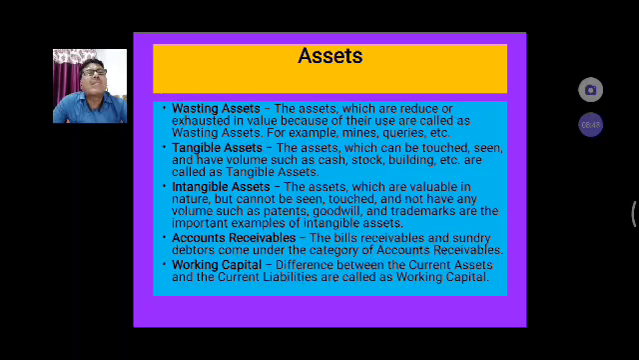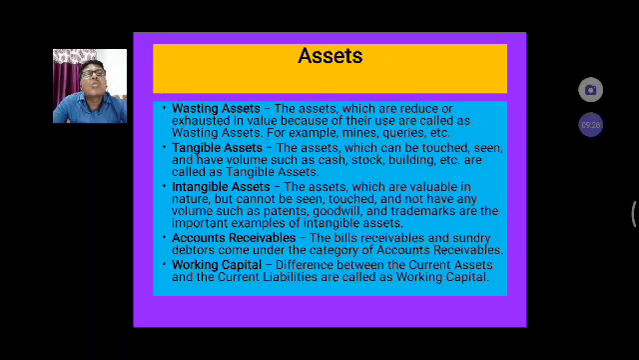Tangible asset: the asset which can be touched, seen and has volume, such as cash, stock, building, etc., is called a tangible asset. We can touch it. Intangible asset: the asset which is valuable in nature but cannot be seen or touched and does not have any volume, such as patents, goodwill and trademarks, are important examples of intangible assets, because we can't touch goodwill or patents or trademarks.